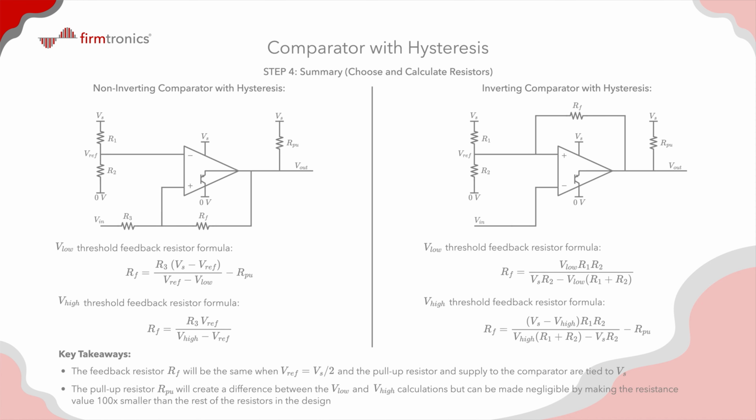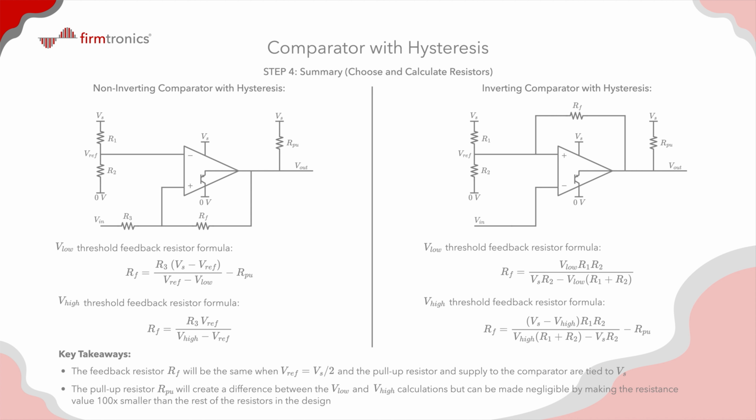Now to summarize step 4, which was to choose and calculate the resistors, we can now see a summary of the 4 sets of equations that we derived. As previously mentioned, if V sub ref is chosen to be at the midpoint of the supply voltage, then we have symmetrical hysteresis bands and only a single V sub high or V sub low formula for the non-inverting or inverting type is required to calculate the feedback resistor. However, if you have a requirement to design with asymmetrical bands, then both formulas are required.